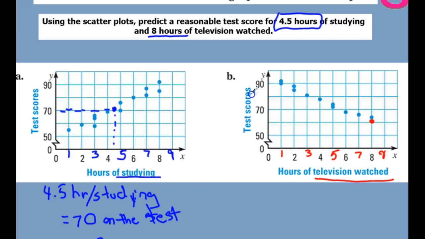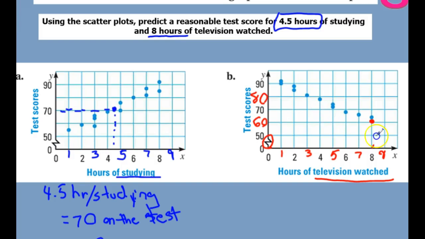Here on our test scores side, we start at 50. We have this weird little symbol here. What that means is we're jumping from 0 to some number. In this case, we're jumping from 0 to 50. So we don't have to write all of those numbers out on our graph. So here we're jumping from 0 to 50. If this is 70, that must mean this is 60. Then 70 and 80.